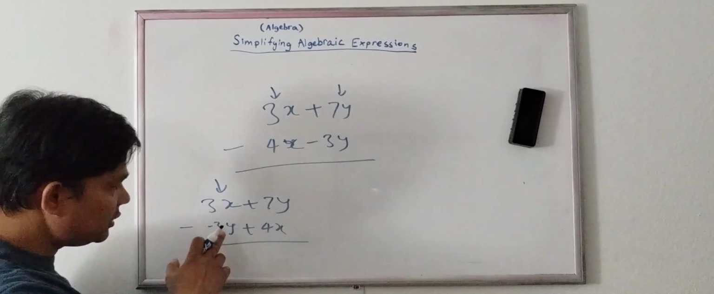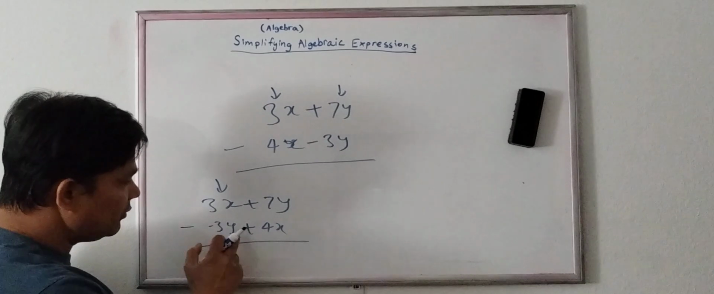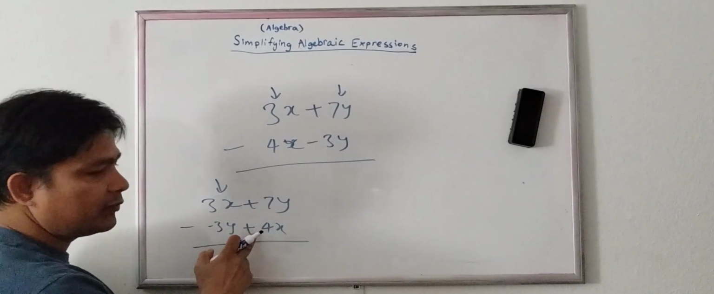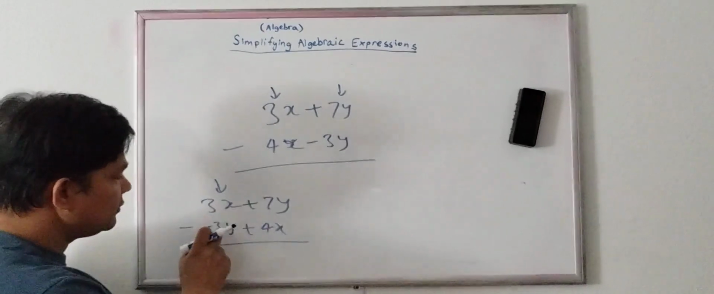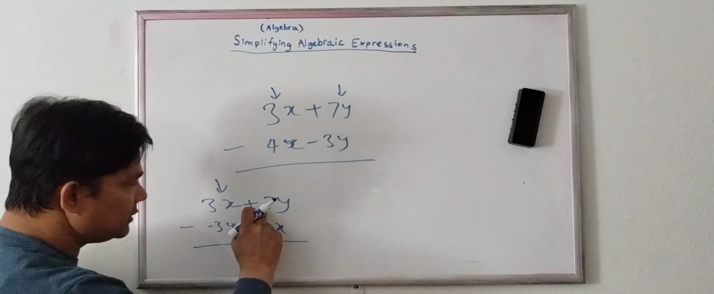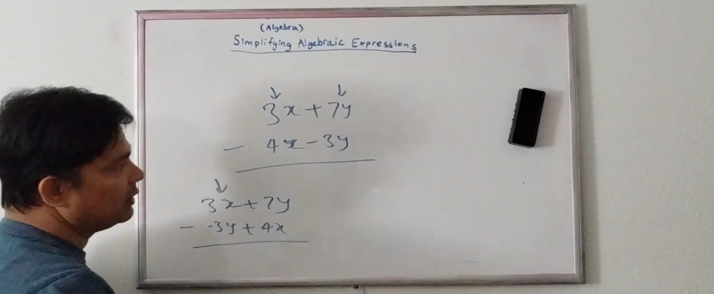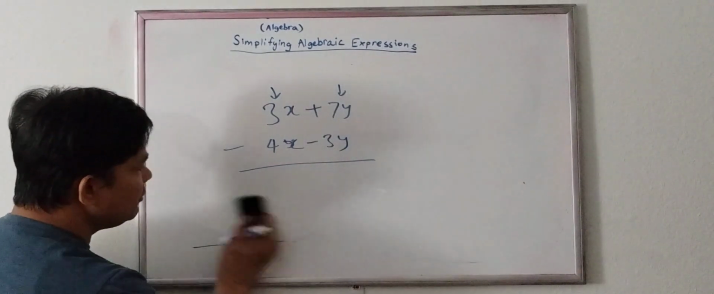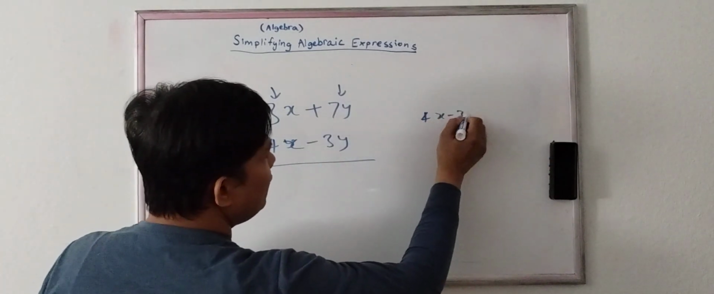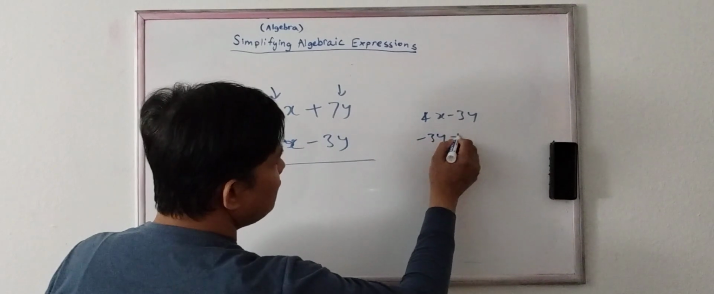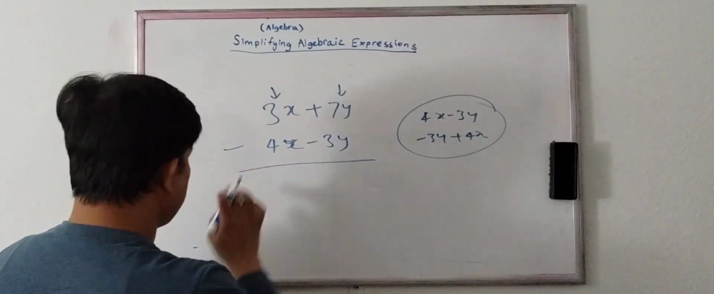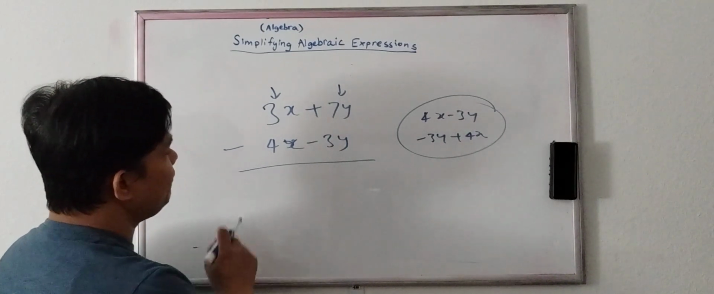Don't subtract or add the expressions having different variables. Always make sure you have the same variable. So 3x minus 3y you cannot subtract, but you have to do 3x plus 4x and 7y minus 3y, because both are the same. So 4x minus 3y is the same as minus 3y plus 4x. Correct? Okay, now coming back to this example.